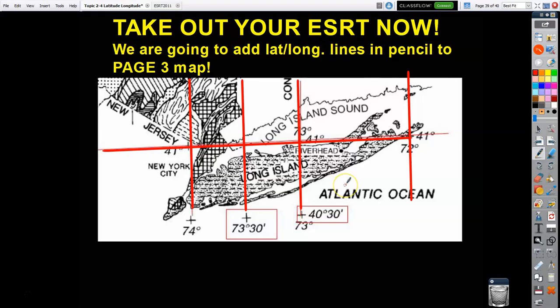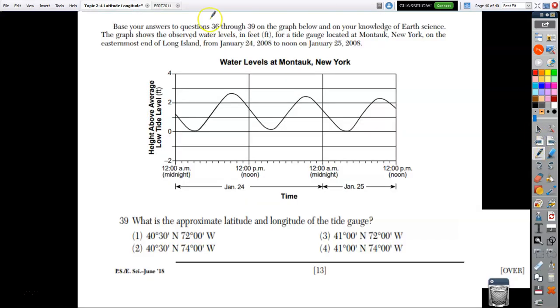This we did, again, you should have done in the latitude video, so if you haven't watched that, do that first. I just threw a question on here real quick. Here's one off of the Regents. Base your answers to questions 36 through 39, which I didn't give you 36 and 37, I just went right to 39. On the graph below and your knowledge of earth science, the graph shows observed water levels for a tide gauge located at Montauk, New York, on the easternmost end of Long Island, January 24th, 2008 to noon, January 25th, 2008.